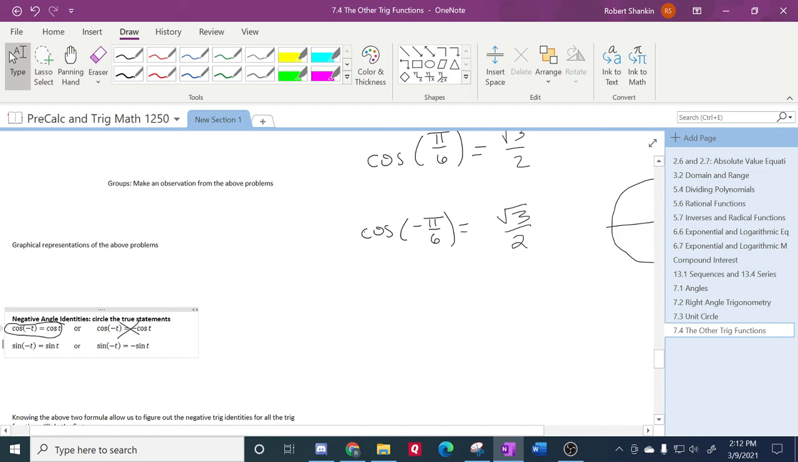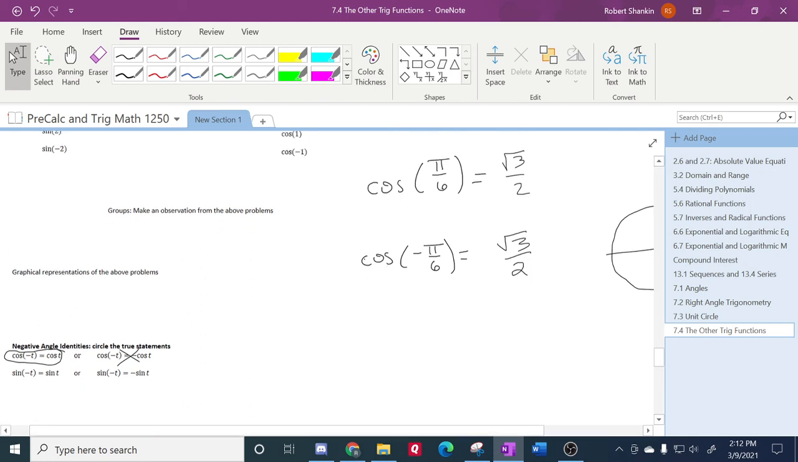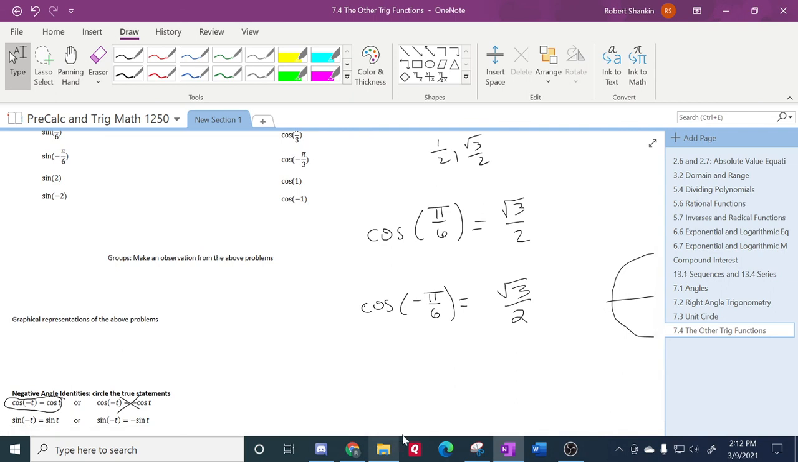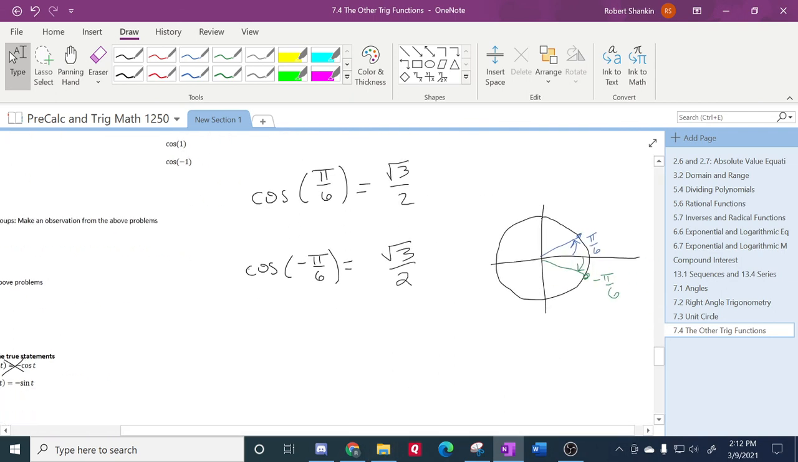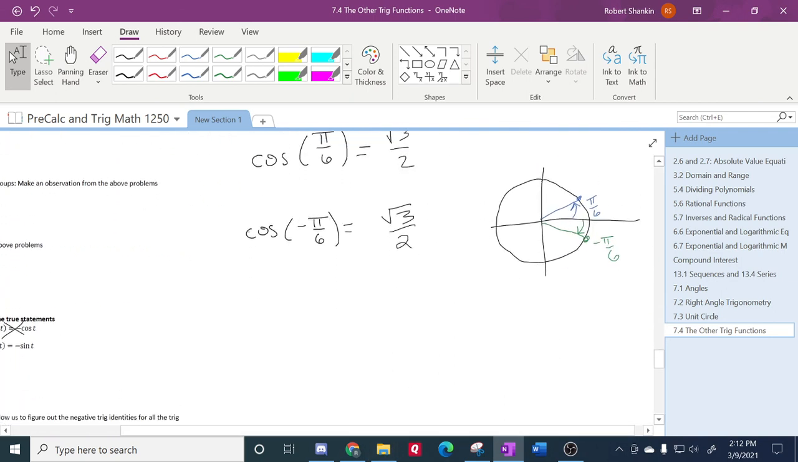And if we had time, we would experiment with our calculators. You might do that after class, put various angles in. Cosine of 30 degrees, cosine of negative 30 degrees. You get the same answer. All right. Now, it's not that case, though, with the sine. Let's look at the sine.